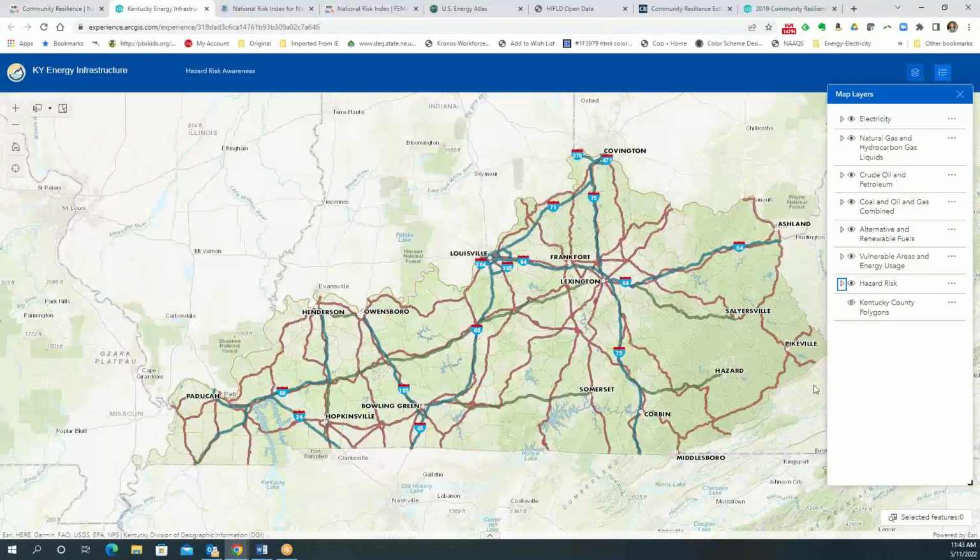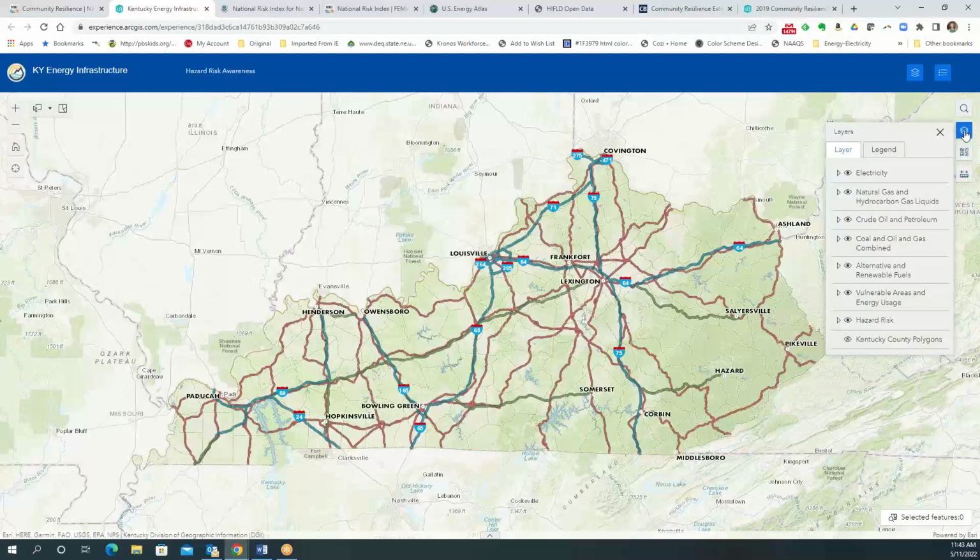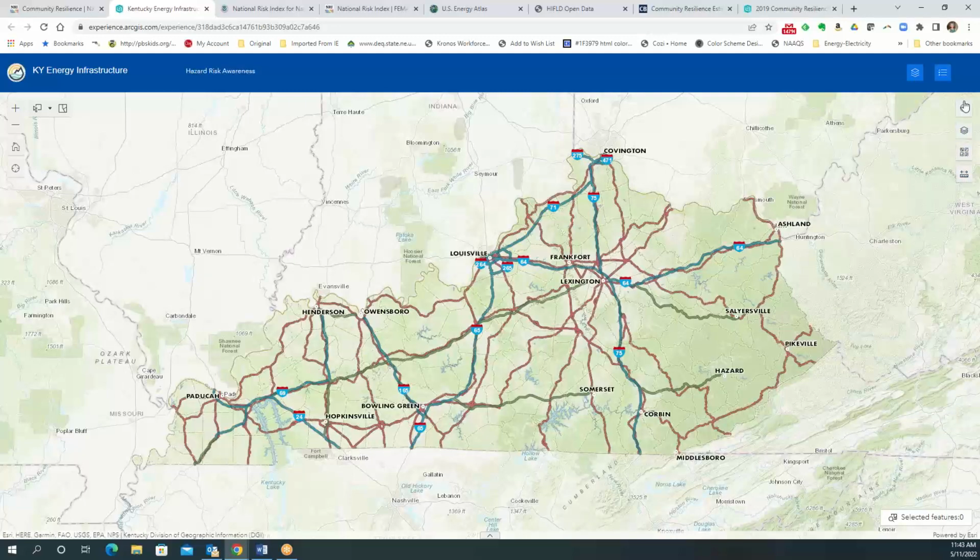But back to Kentucky's tool. This is our tool. You have the ability to change your base map here. You can do measurements. You can look at layers and legends. You can zoom into certain spots. You can always go back to your default map view. I hope you've enjoyed a quick tour through our hazard risk awareness mapping experience. We're always looking for ways that we can improve it or find better data sets. But this is how we're approaching our hazard risk analysis, or all hazards risk analysis.